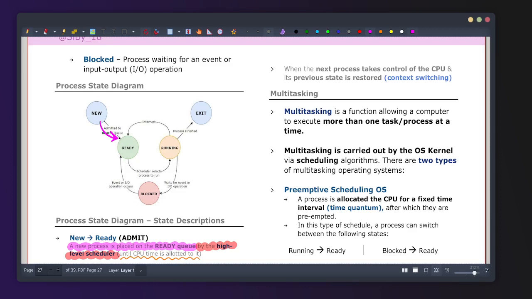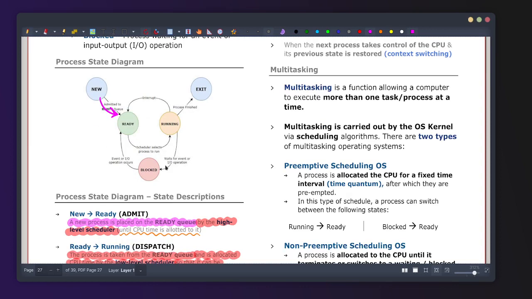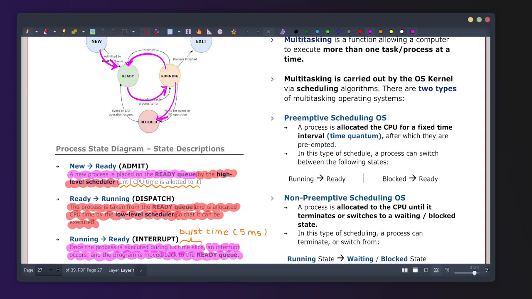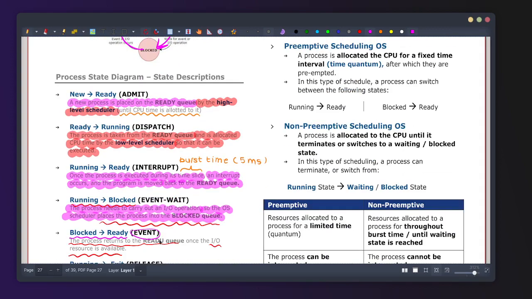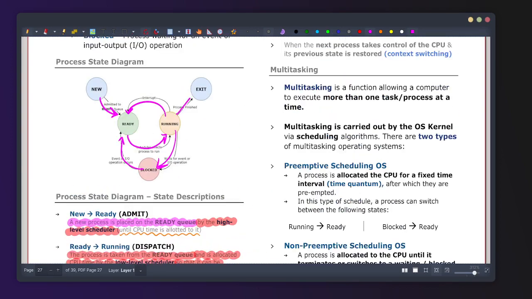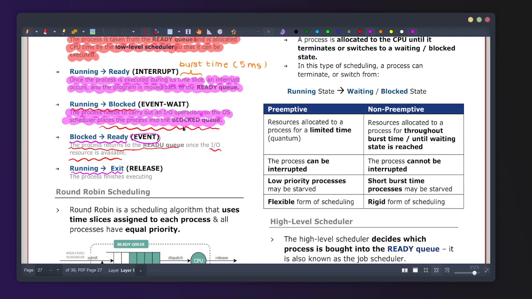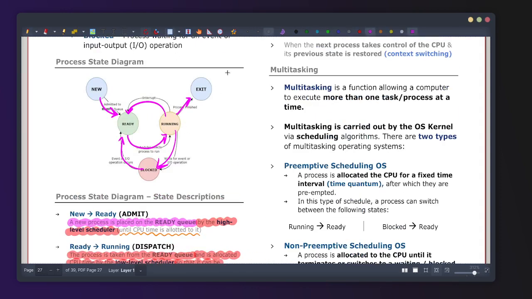Admit is the first phase, from new to ready state. Then ready to running is the dispatch phase. Running to ready is the interrupt phase. Running to blocked is the event wait phase. It's waiting for something to happen. Blocked to ready is back in the ready queue. That's the event phase, when an event actually occurs. And finally, it exits, which is the release phase. There you go, guys. That's all there is to the wonderful process life cycle in a CPU. Right, amazing.